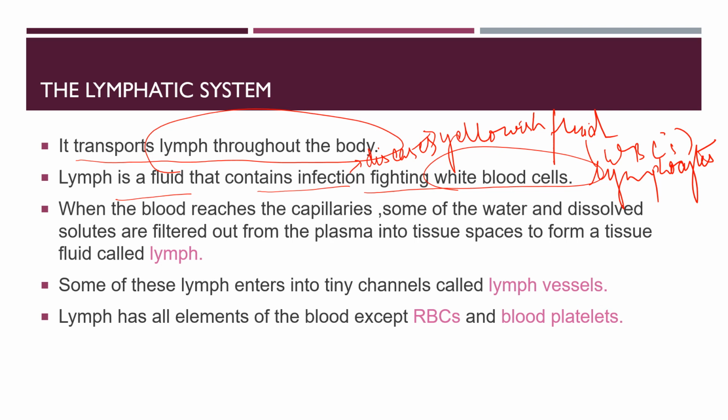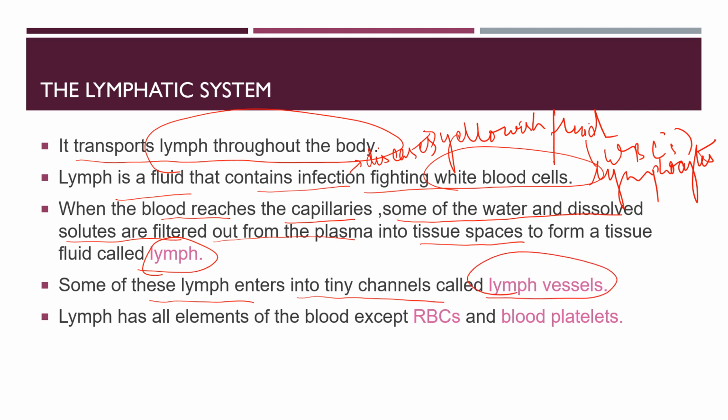Now when the blood reaches the capillaries, what is happening? In the capillaries, some of the water and dissolved solutes are filtered out from the plasma into the tissue spaces to form a tissue fluid called the lymph. And some of this lymph enters tiny channels called the lymph vessels.